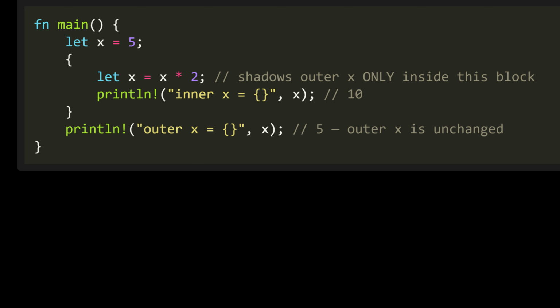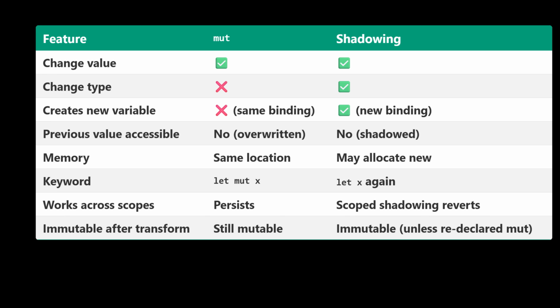In Rust, shadowing can also happen inside inner blocks. When you use let x inside a block, it creates a new variable that only exists in that block. This inner x hides the outer x only while you are inside the block. When the block ends, the inner x is gone and the outer x keeps its original value.